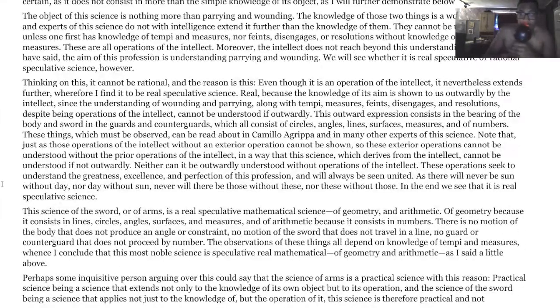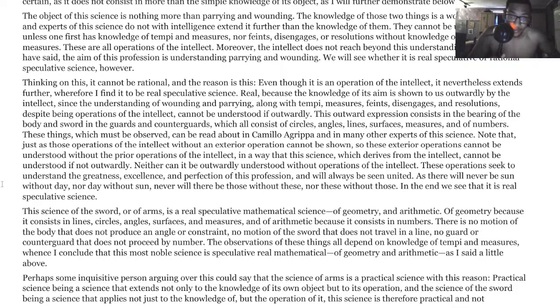The object of this science is nothing more than parrying and wounding. The knowledge of those things is a work of the intellect, and experts of this science do not, with intelligence, extend it further than the knowledge of them. They cannot be understood at all unless one first has knowledge of tempi and measures, nor feints, disengages, or resolutions. Without knowledge of tempi and measures, there are all operations of the intellect. Moreover, the intellect does not reach beyond this understanding because, as I have said, the aim of this profession is understanding, parrying, and wounding. We will see whether it is a real speculative or rational speculative science.